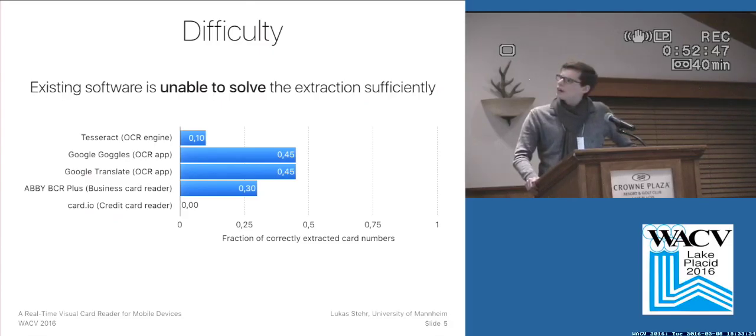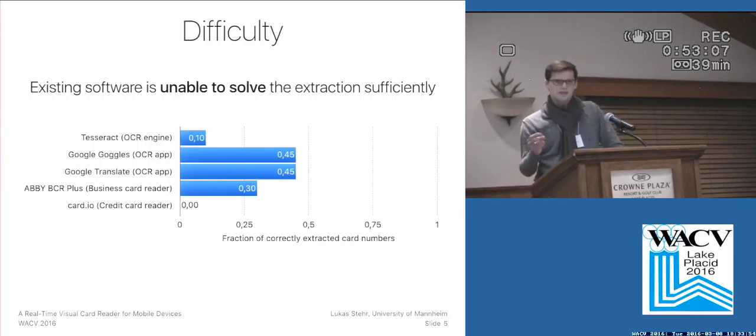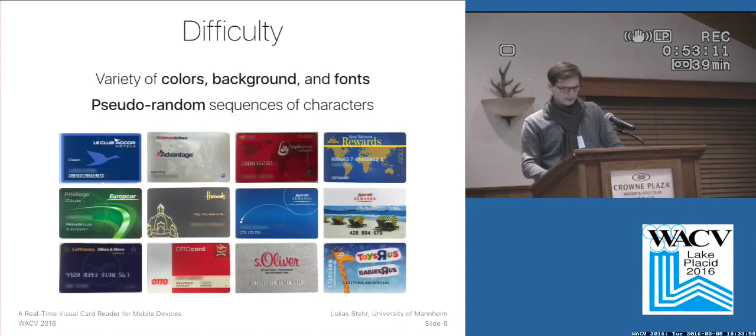But actually we found that our current problem is a very tough problem and far from solved, because the best apps, which were the apps from Google, only extract 45% correctly. And the special credit card reader doesn't solve a single sample. So probably they encode a lot of domain knowledge that they implicitly encode in the algorithms and cannot cope with our data. So what actually makes loyalty cards difficult?